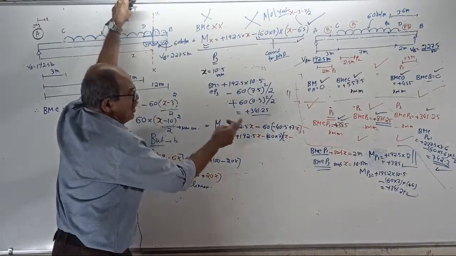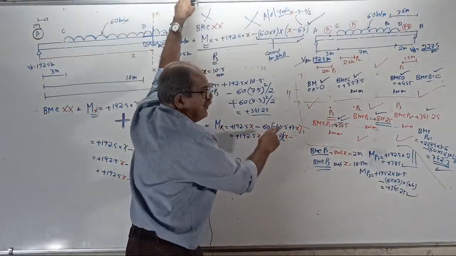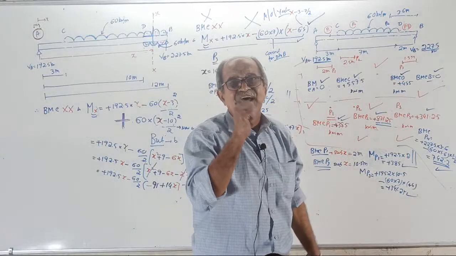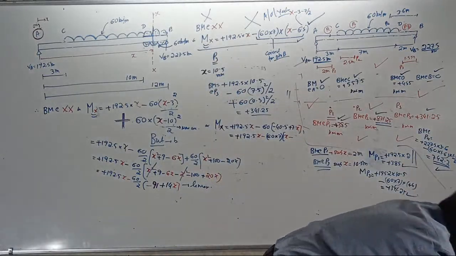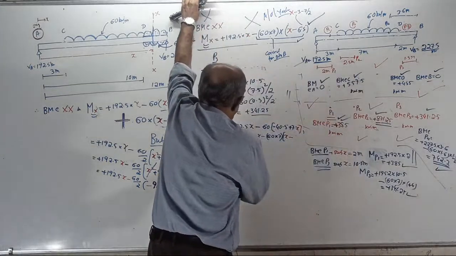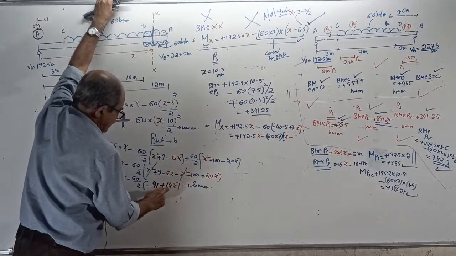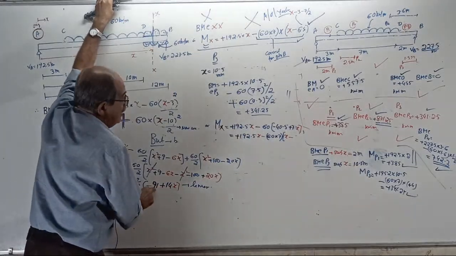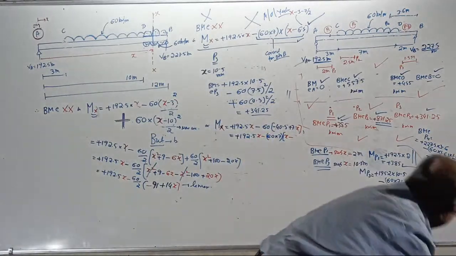91 by 2 is not 40.5. Where are you? 91 by 2 is how much? Tell me. When you take it out, 91 by 2 is not 40.5. It is 45.5.